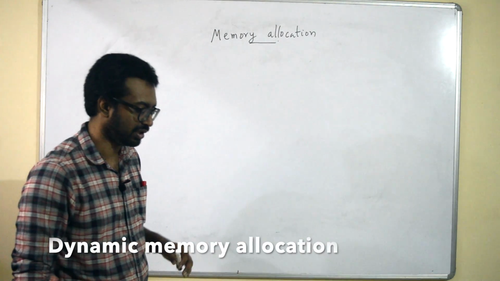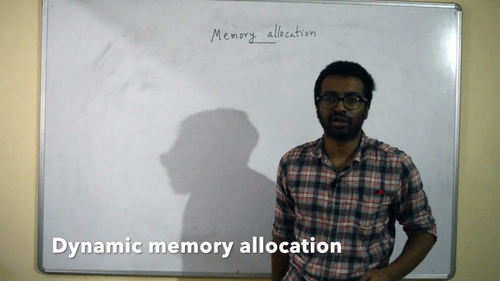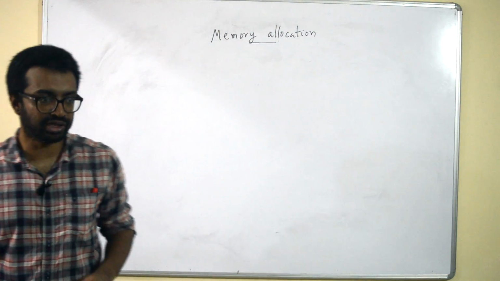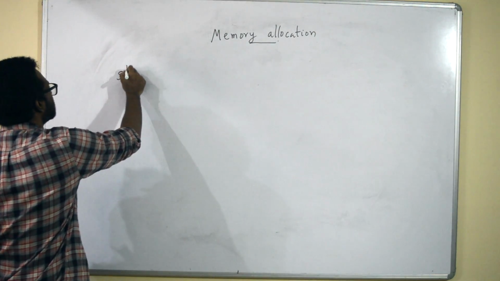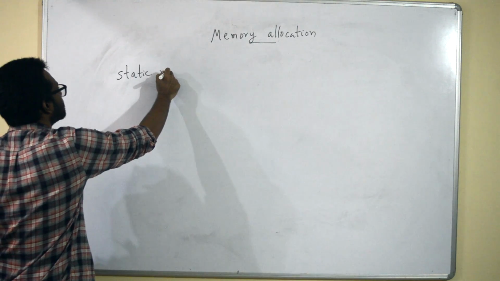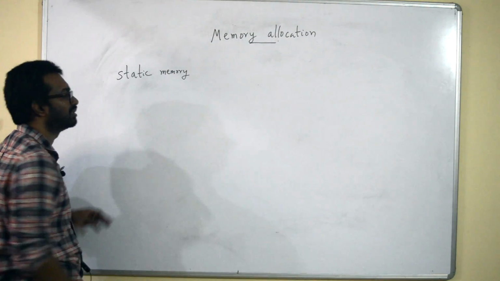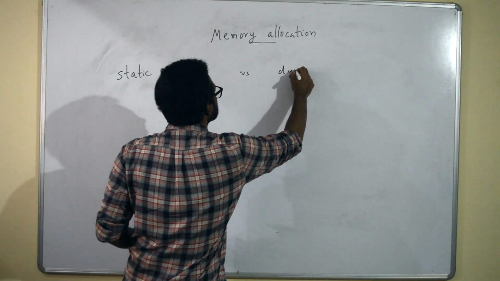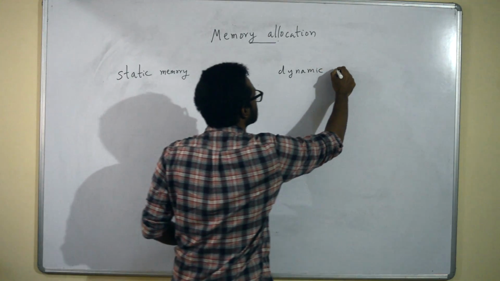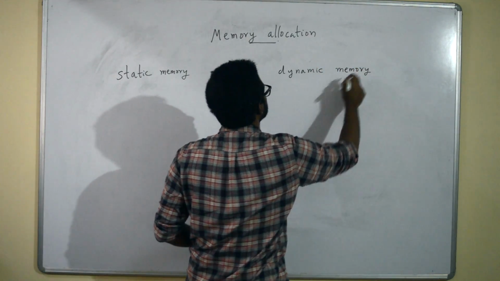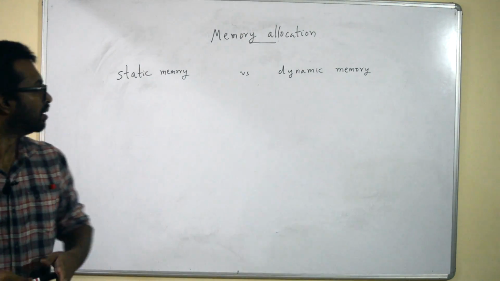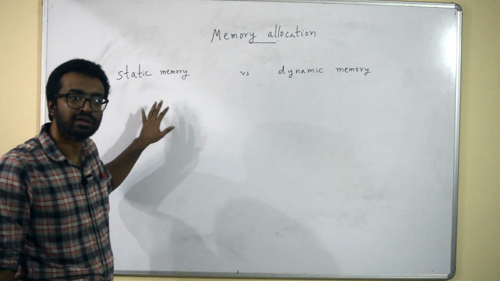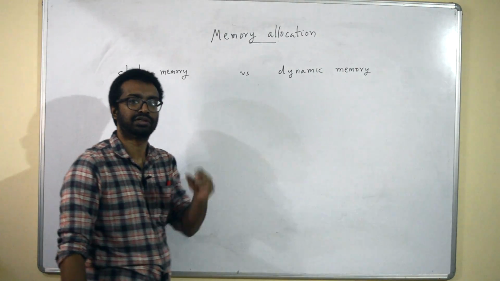Hello, memory allocation. There are two kinds of memory allocation you can do. One is called static memory allocation. This is something you have already seen. So static memory allocation versus dynamic memory allocation. This talk will be about dynamic memory allocation, and I will convince you that you already know static memory allocation.